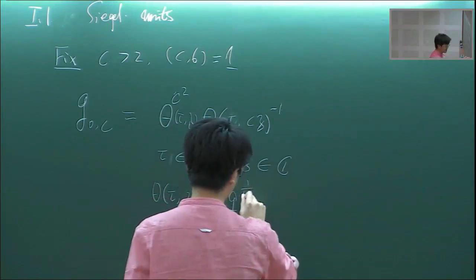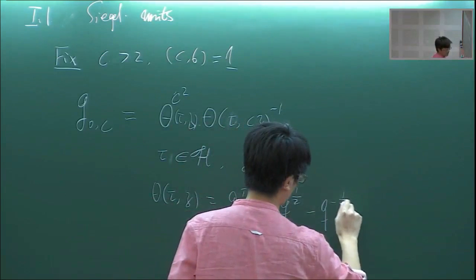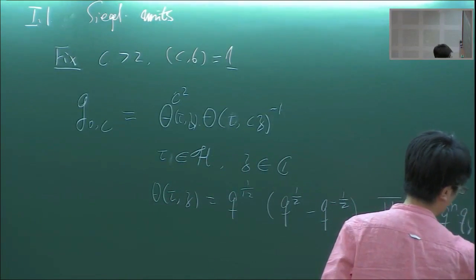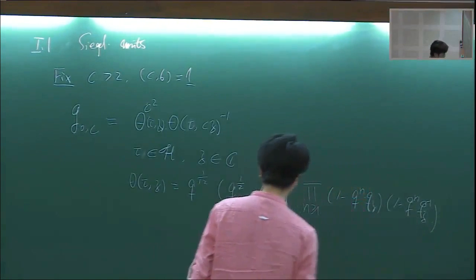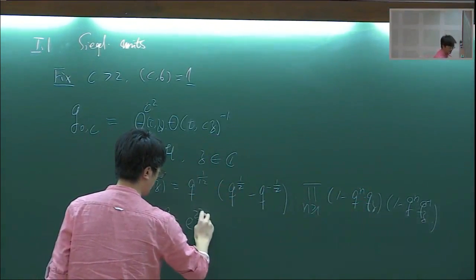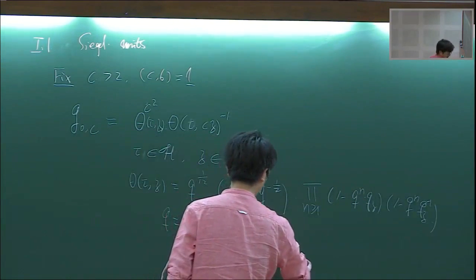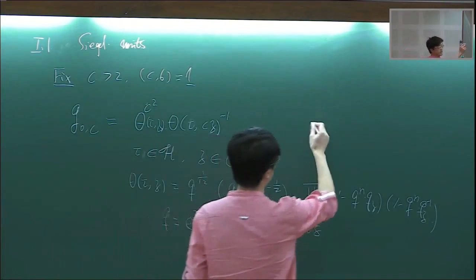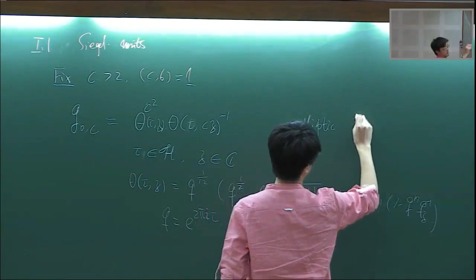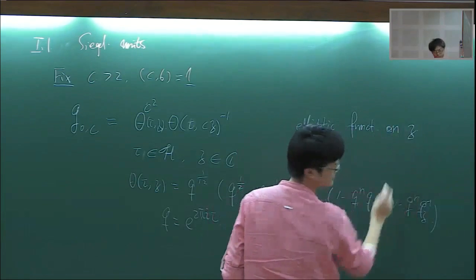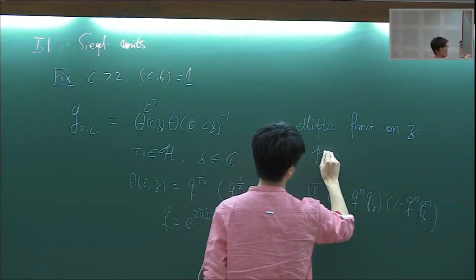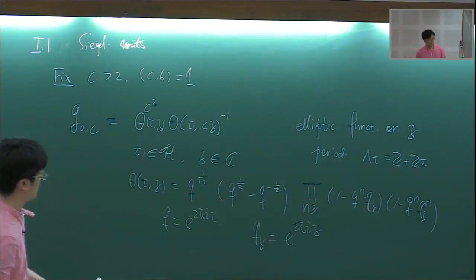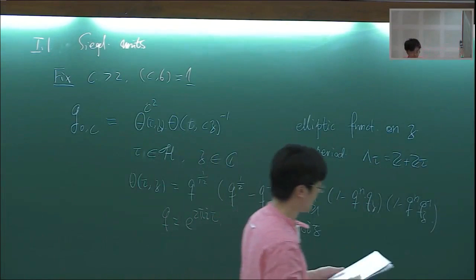And this theta is the theta function. Here q is equal to e to the power 2 pi i tau, and q_z is e to the power 2 pi i z. Now this function is an elliptic function in the variable z, and it has the period lattice Lambda_tau. The theta function itself is not elliptic, it's not a periodic function.